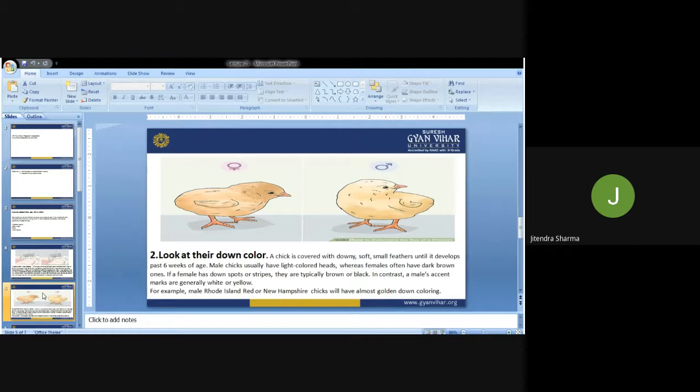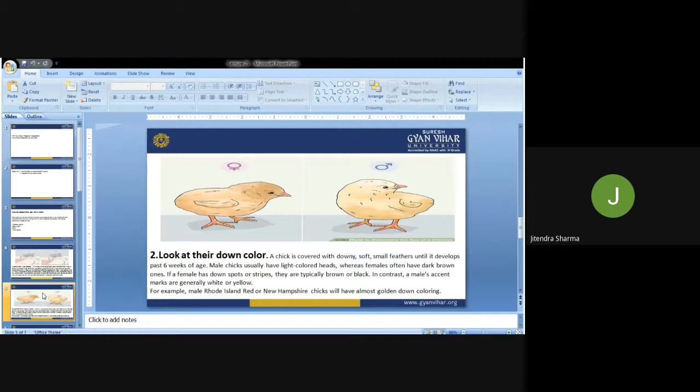A chick is covered with down, soft and small feathers until it develops past 6 weeks of age. Male chicks usually have light colored heads whereas the females have dark colored ones. If a female has down spots or stripes, they are typically brown or black. In contrast to the male, they are generally white or yellow.